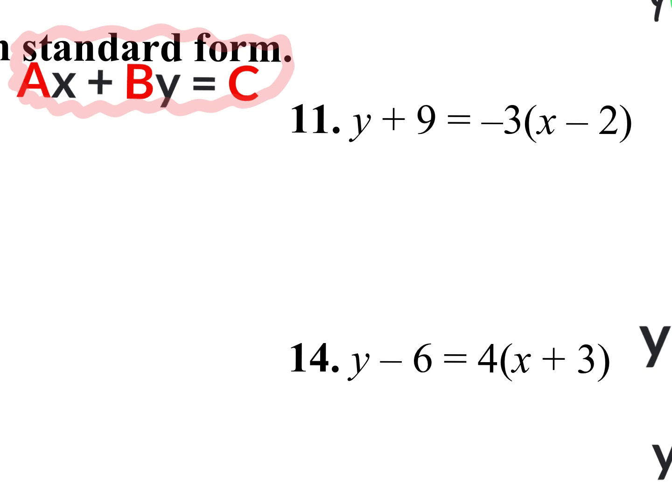Distribute. So let's distribute minus 3 times x, that's a minus 3x. Minus 3 times minus 2, that's a positive 6. Bring down the equal sign, bring down the y, the plus the 9.